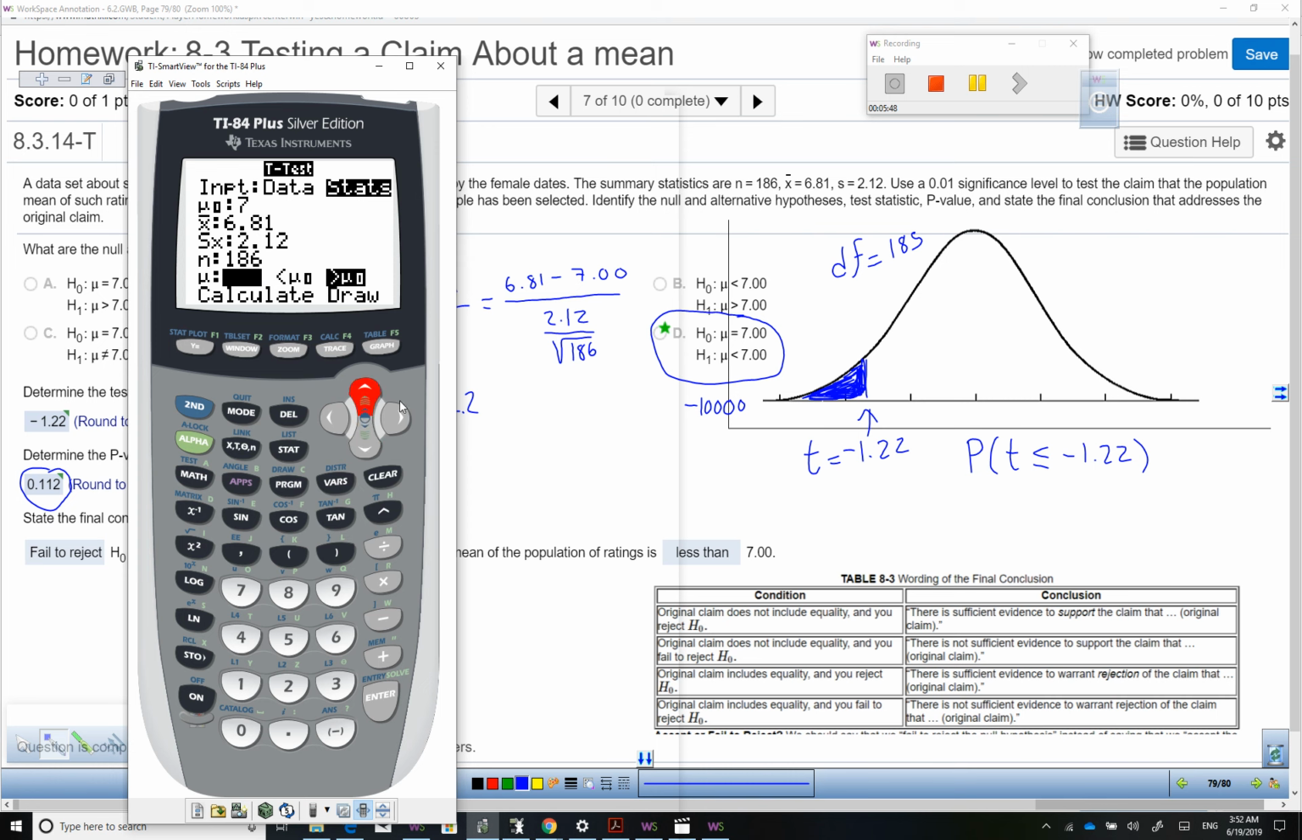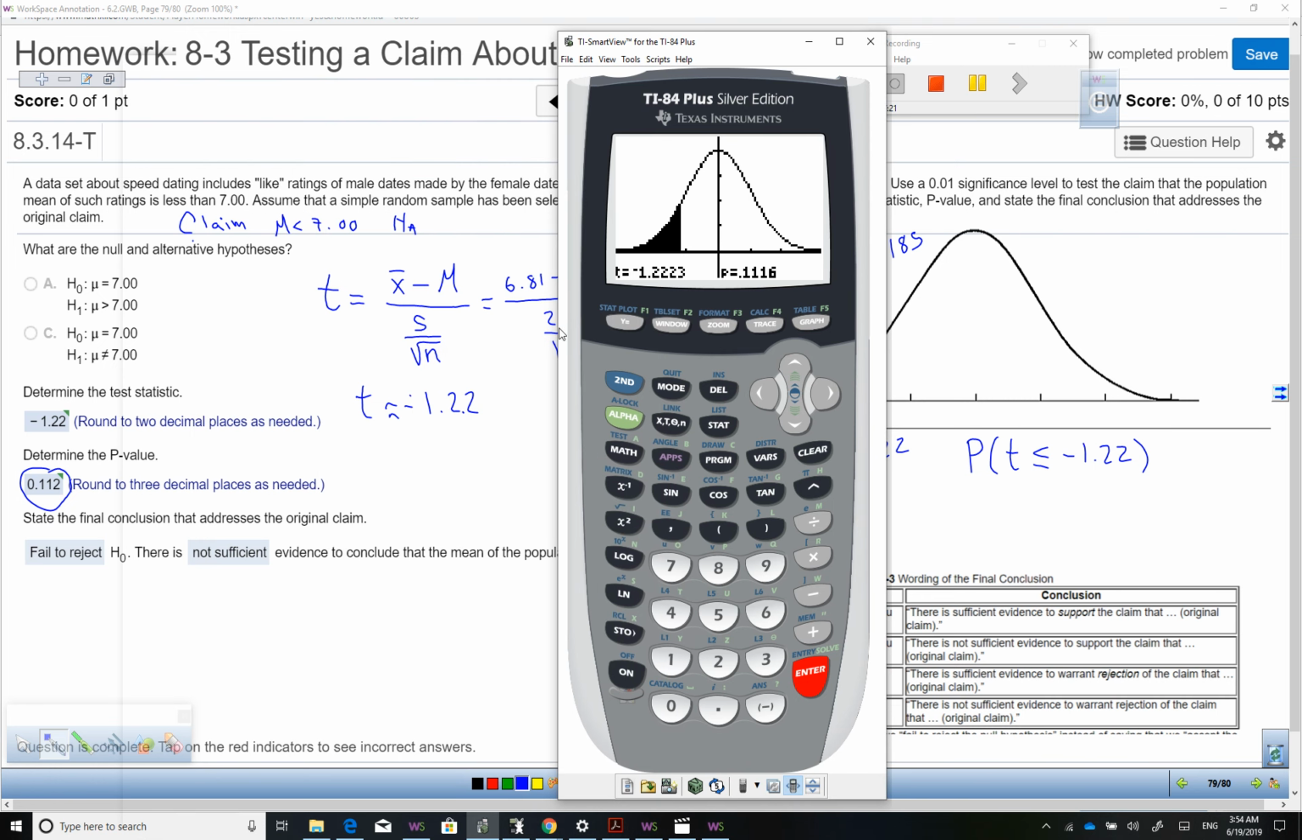Let me highlight this, and we are ready to go. I like to hit this option because I can see that this is a left tail, so that matches my graph here. The test statistic is the value on the left, which is this number, and the p-value is the number on the right, which is this value. Let me see here. Yeah, that's 0.112.